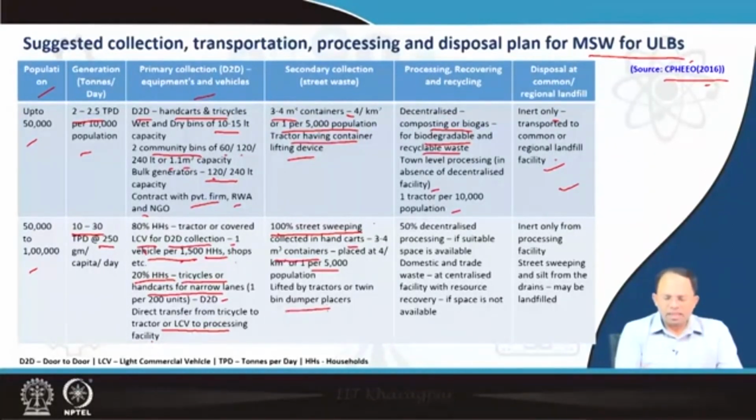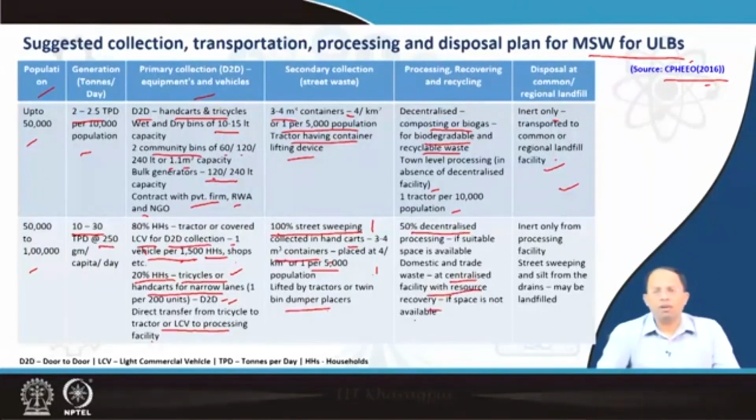So that means that street sweeping waste and all these things are again taken from these community bins, or these bins that we place at certain parts of the city, directly to the final disposal points or to the processing centers. Whereas door-to-door collection and household waste is directly taken by LCVs and all from these areas to these particular disposal points. 50% decentralized processing if suitable space is available. Domestic and trade waste at centralized facility with resource recovery if space is not available. And inert waste and street sweeping and silt from drains also goes to landfill. So that is a little bit different from the initial system that has been proposed.